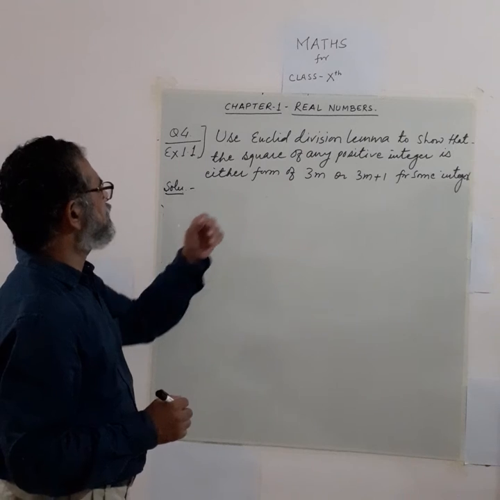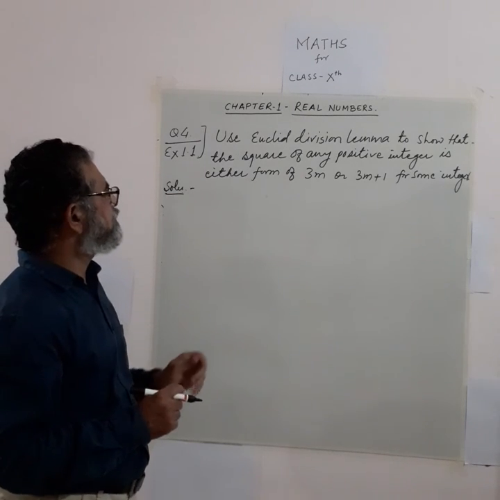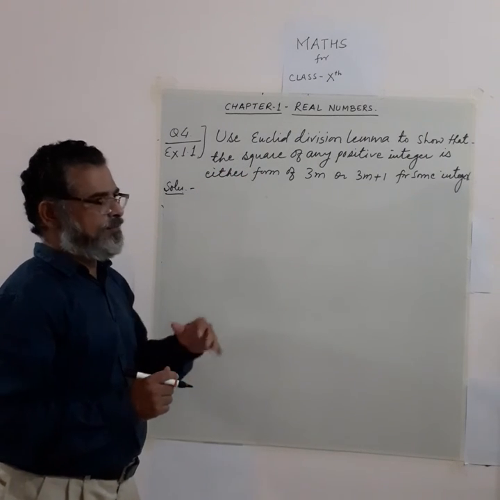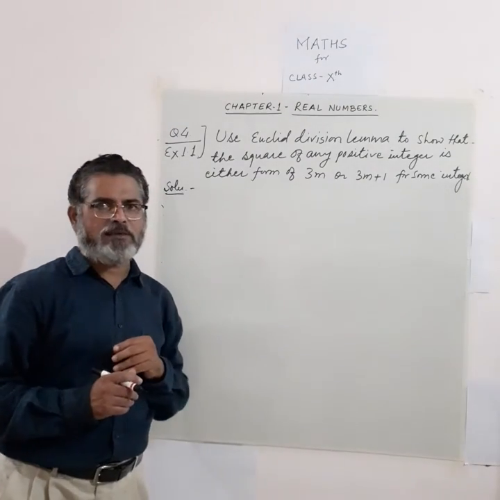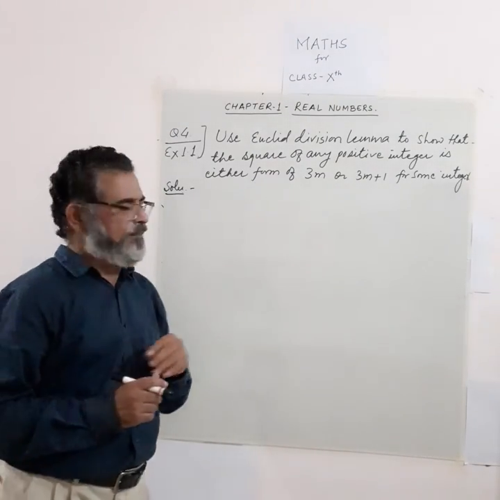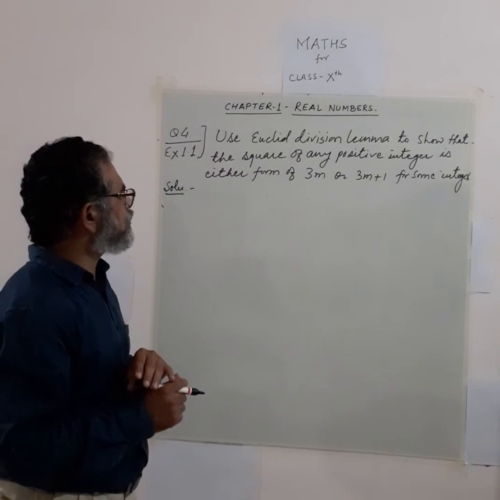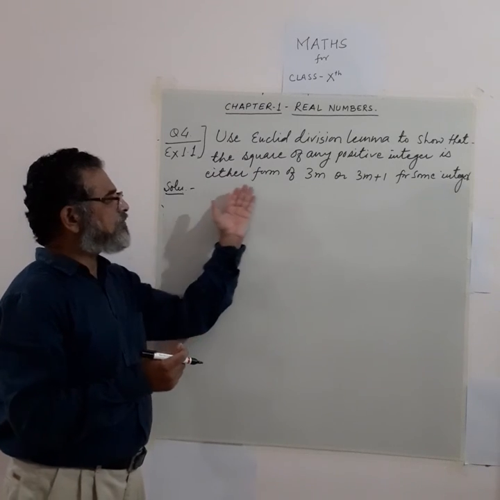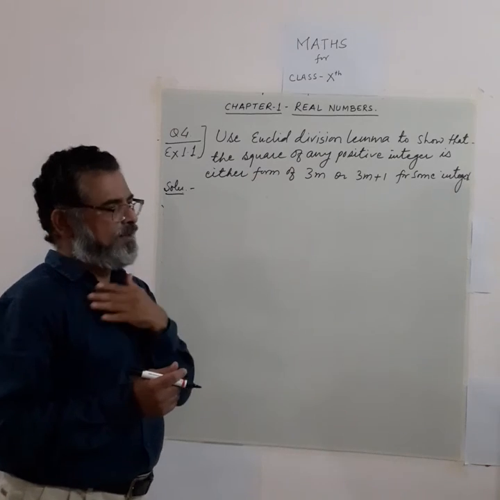Now here we take question number 4 of exercise 1.1. This is another use of the Euclid division lemma. In the previous part we discussed how we find the HCF by using the Euclid division lemma. Now the question is: use the Euclid division lemma to show that the square of any positive integer is either of the form 3m or 3m plus 1 for some integer m.